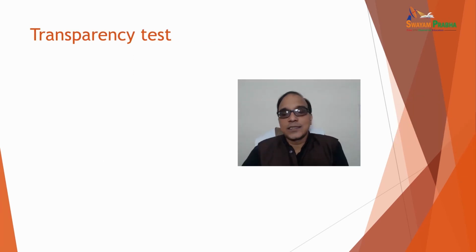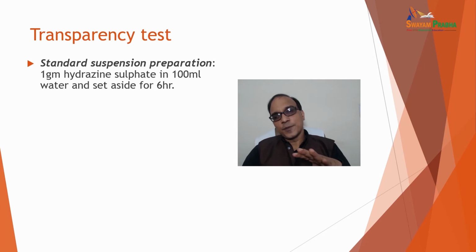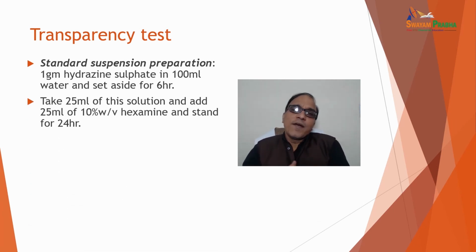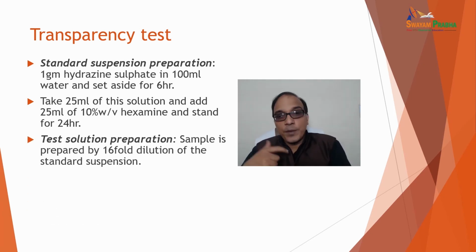Now transparency test. What is the transparency test? In this test, standard suspension preparation is prepared by 1 gram of hydrazine sulfate in 100 ml water and set aside for 6 hours. Then take 25 ml of this solution and 25 ml of 10% weight by volume hexamine and stand for 24 hours. Test solution preparation is done by 16-fold dilution. 16-fold, remember 16-fold dilution of the standard suspension.